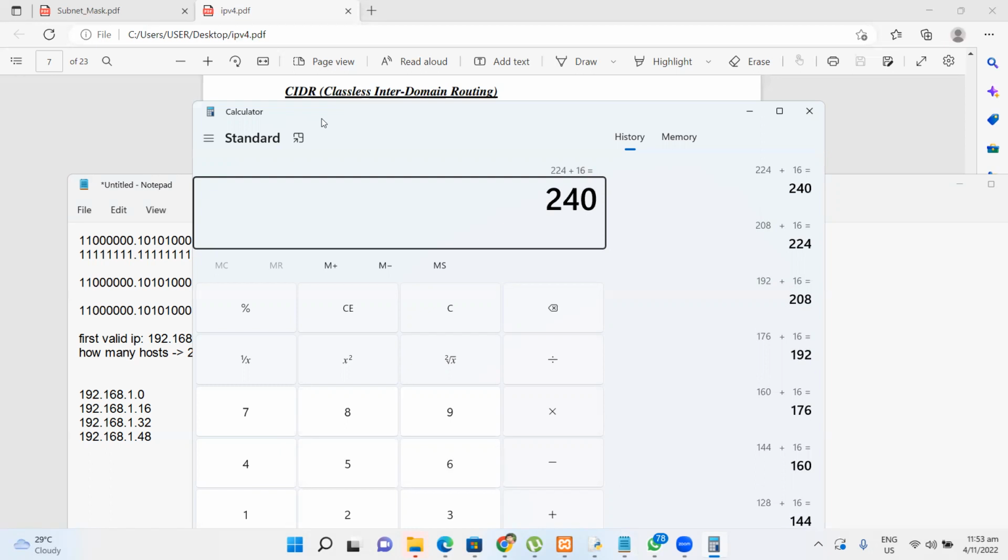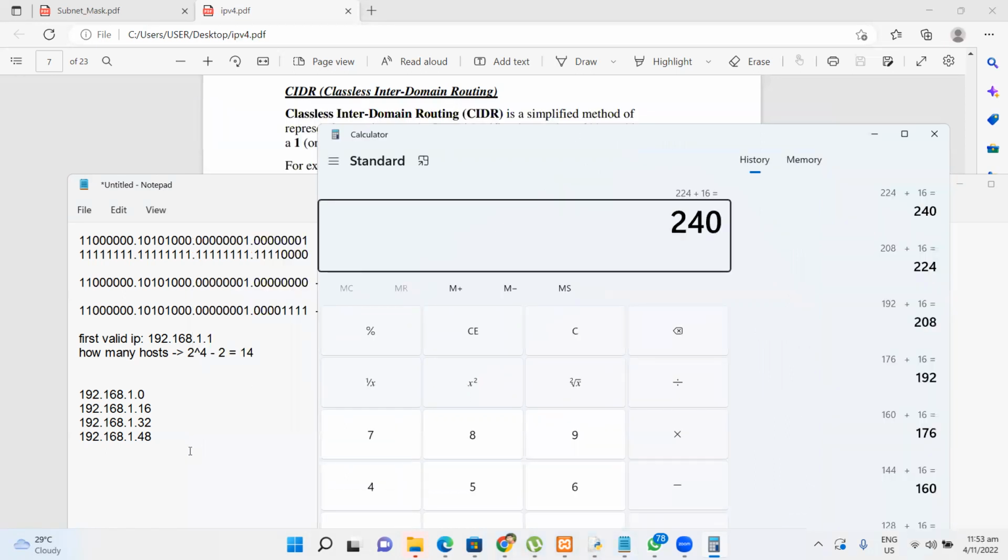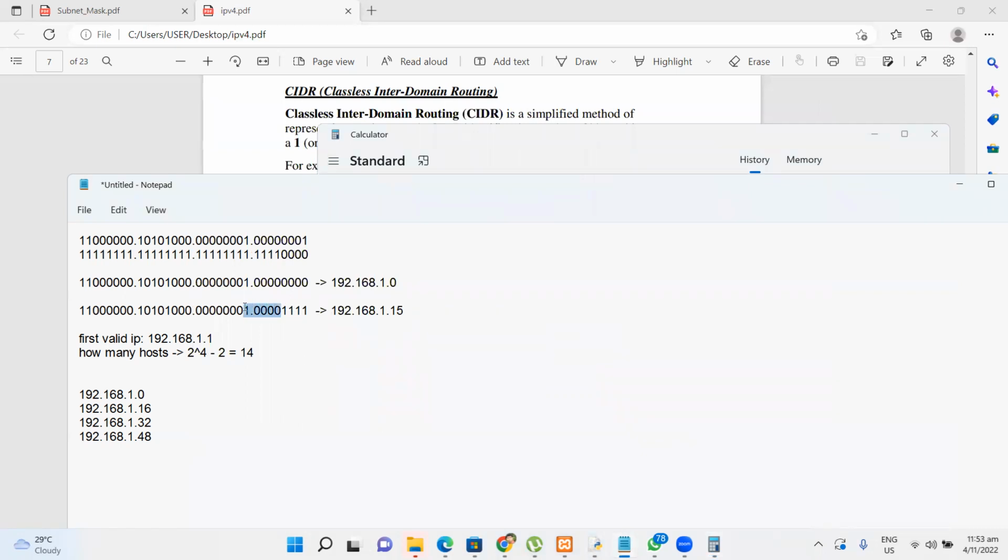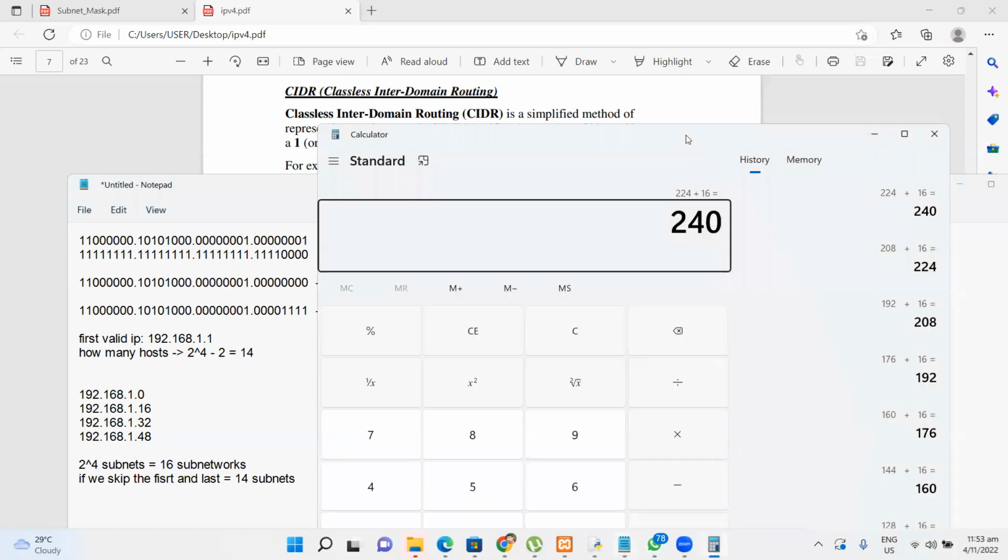Typically we can skip the first network and the last network. If we are not skipping the first and last network, how many subnets will there be altogether? 2 to the power 4 subnets will be there, which means 16 subnetworks. If we skip the first and last, there will be 14 subnets. Right. So this is how the calculations happen.